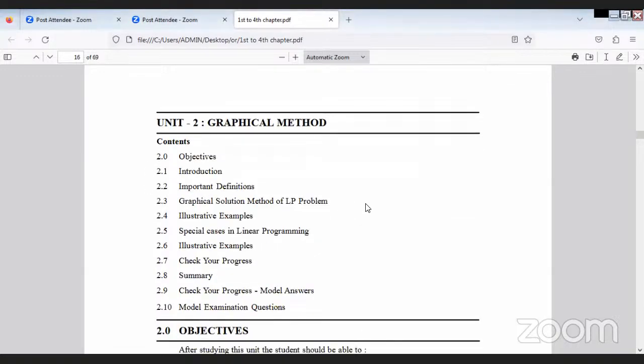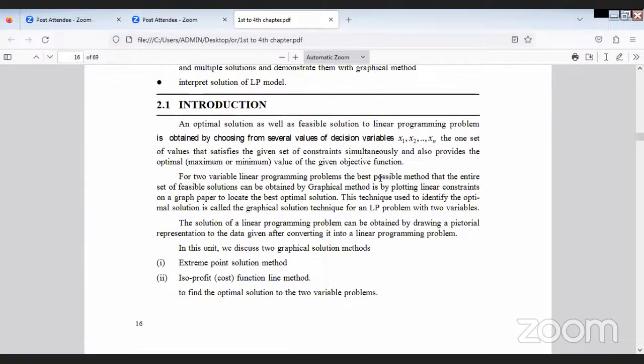Graphical solution method of LPP problem. An optimal solution as well as a feasible solution to a linear programming problem is obtained by choosing from several values of decision variables x1, x2, and so on, the one set of values that satisfies the given set of constraints simultaneously and also provides the optimal value of the given objective function. For two-variable linear programming problems, the best possible method by which the entire set of feasible solutions can be obtained is the graphical method, by plotting linear constraints on graph paper to locate the best optimal solution. This technique used to identify the optimal solution is called the graphical solution technique for an LPP problem.